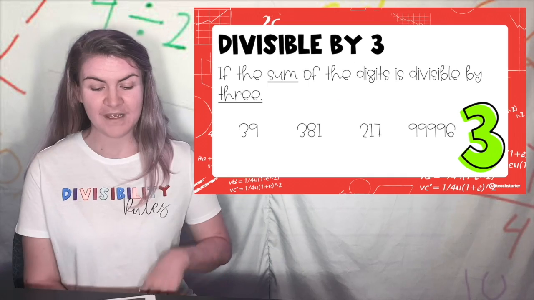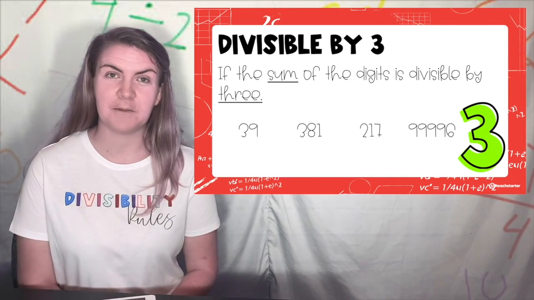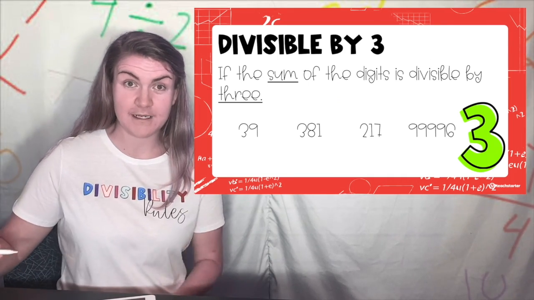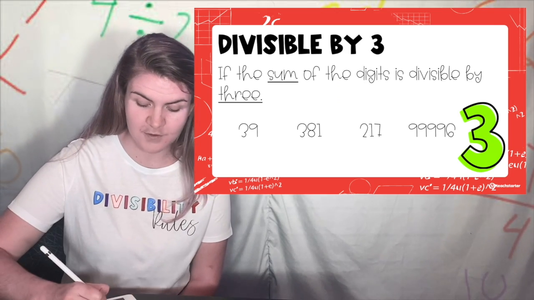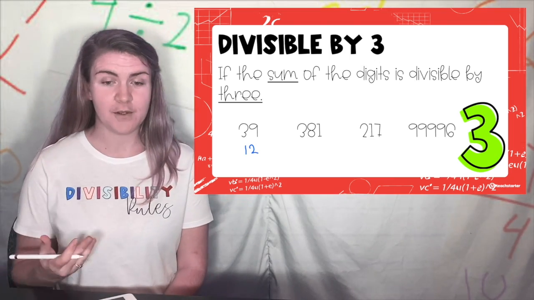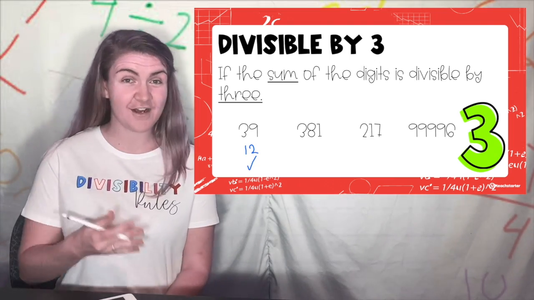Divisible by 3. If the sum of the digits is divisible by 3. So what we can do here is add the digits together. So for 39, 3 plus 9 equals 12. Does 3 go into 12? Yes. So that means 39 is divisible by 3.